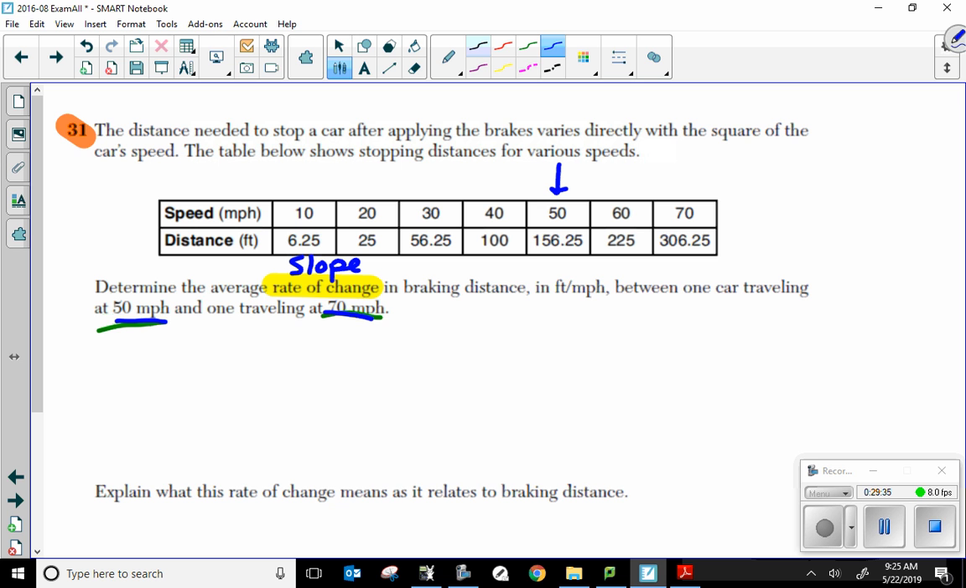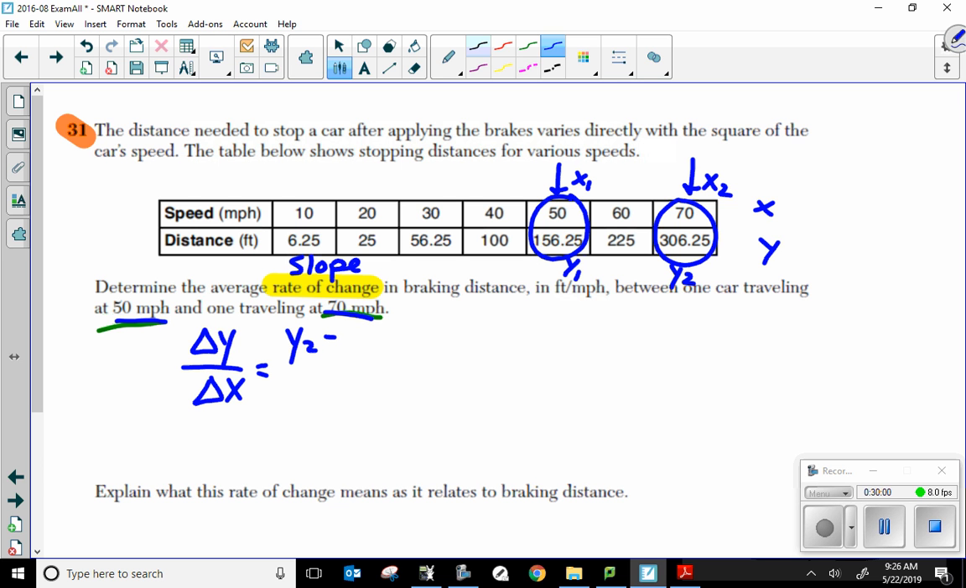50 to 70 miles an hour. I have one coordinate, and here's another coordinate. These are my x's, these are my y's, all right? Slope is change in y over change in x, all right? So let's call this y2 and x2. Let's call this y1 and x1, because you know this is y2 minus y1 over x2 minus x1.